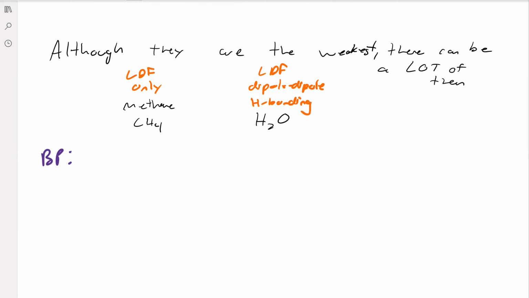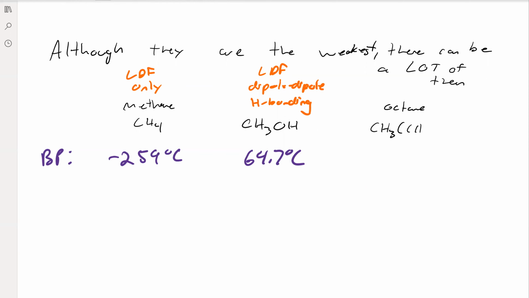And if you look at the boiling points that tracks, this is negative 259 degrees Celsius. Oh, oops, my bad. I didn't mean to do water. I meant to do methanol, CH3OH. This is 64.7 degrees Celsius. But then if we take a look at a large molecule such as octane, which is CH3, then 6 CH2s, and then another CH3, so it has 8 carbons, hence octane. This also has London dispersion forces only.